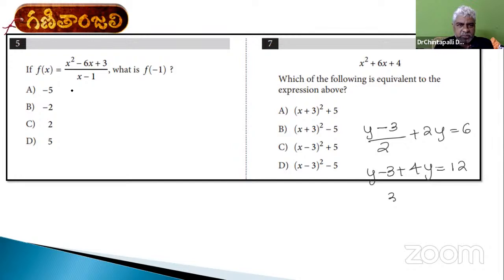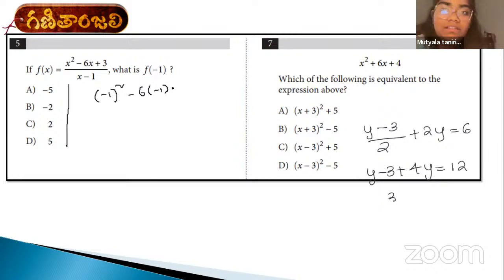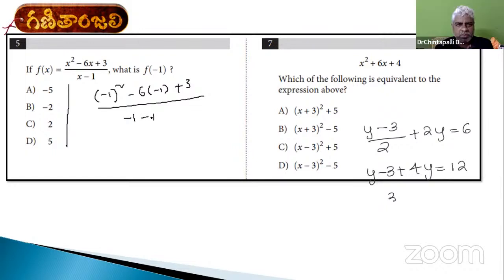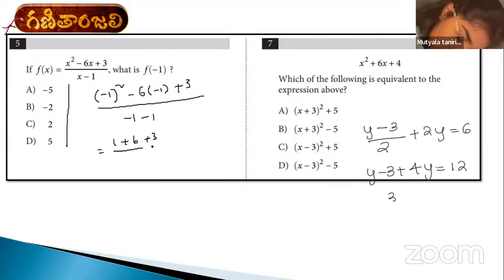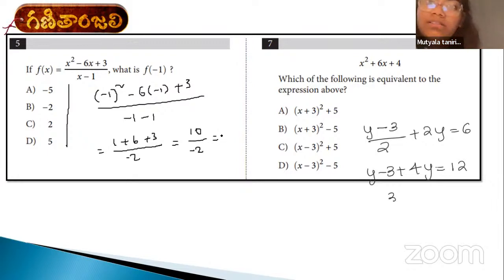See, just put minus 1 in the place of x. What happens? Minus 1 minus 6 minus 1 plus 3 by negative 1 minus 1, right? So 1 plus 6 plus 3 by negative 2. So it's 10 by negative 2, negative 5, sir. It's option A. Option A, negative 5.